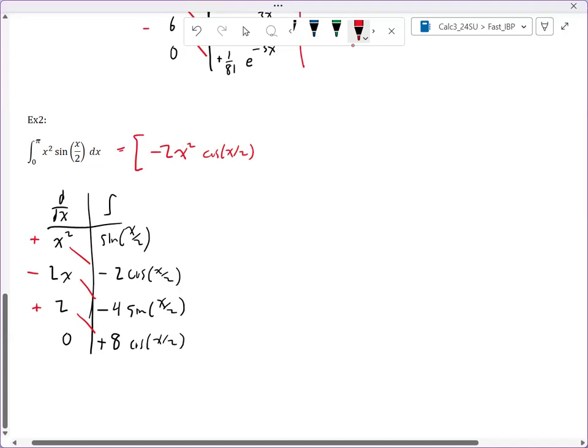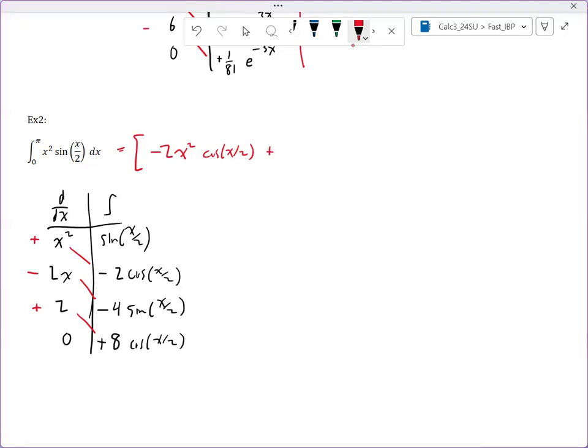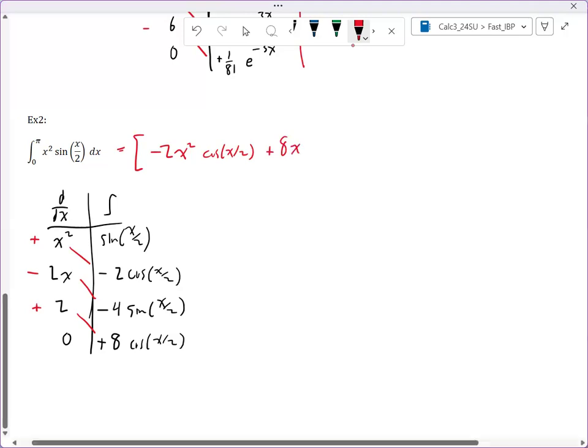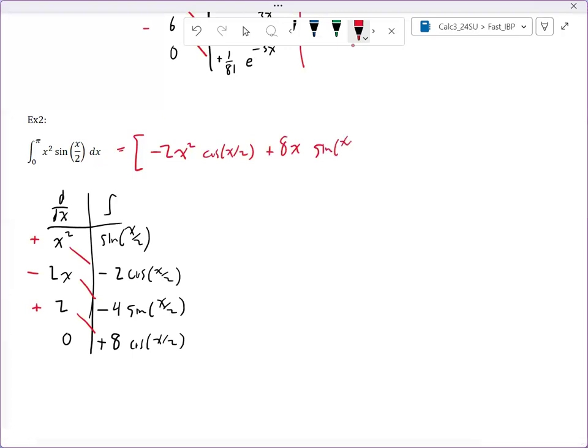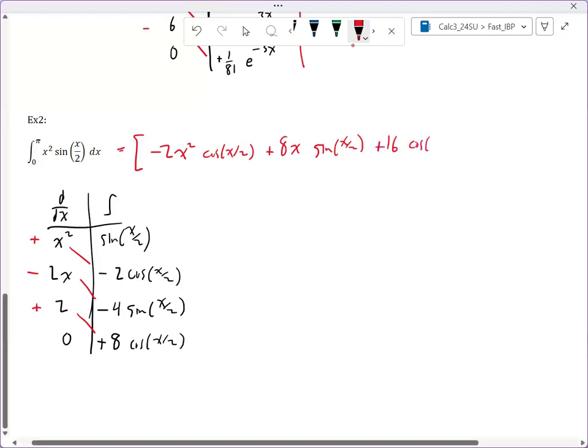cos of x over 2, minus 2x times minus 4 is plus 8x sine x over 2. And then plus 2 times plus 8 is plus 16 cos x over 2. And we're evaluating that from 0 to pi.